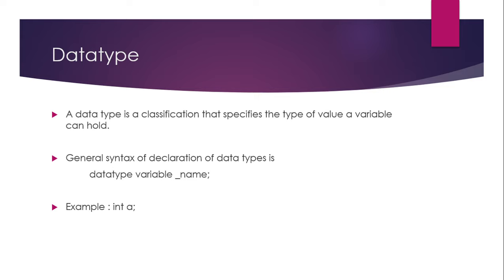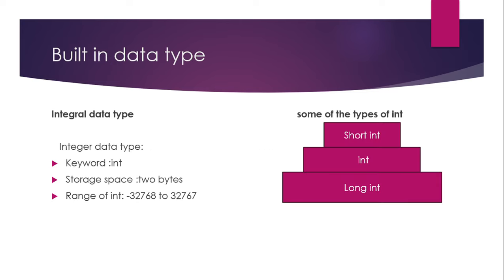The general syntax, that is how to declare our data types: data type and the variable name. Variable name is user defined, we can define our variable name. Data type is a language defined data type. For example, int A. int is a data type and A will be the variable name.